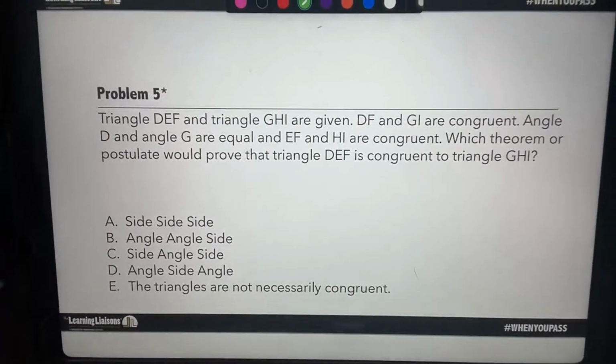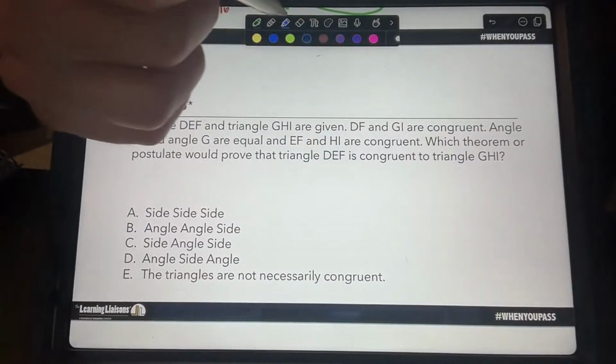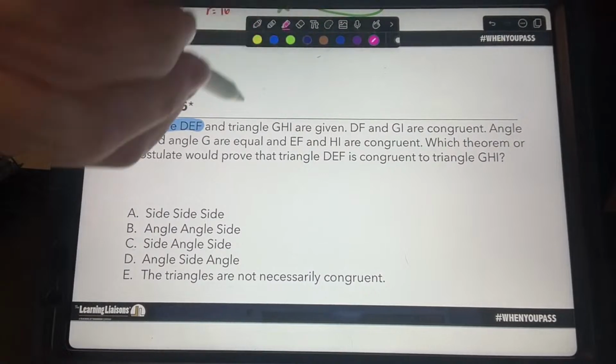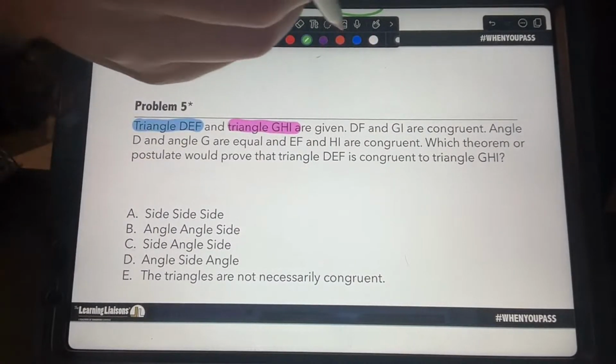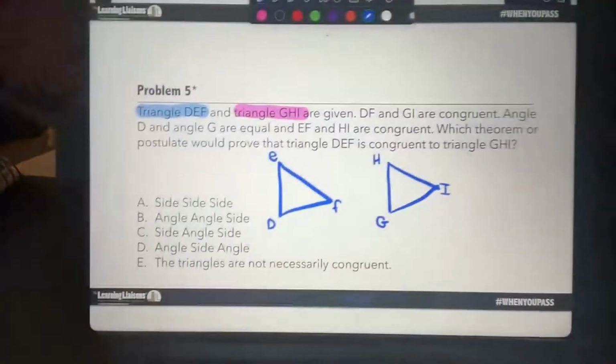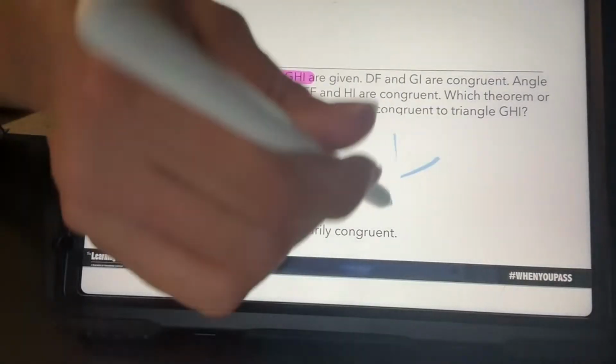So the first thing I'm going to do with this kind of problem is draw a picture so that I can see what we're working with. So I have triangle DEF and I have triangle GHI. So I'm going to draw them here. Triangle DEF and GHI. Oops, I meant to draw GHI in pink. Let's go ahead and switch that.